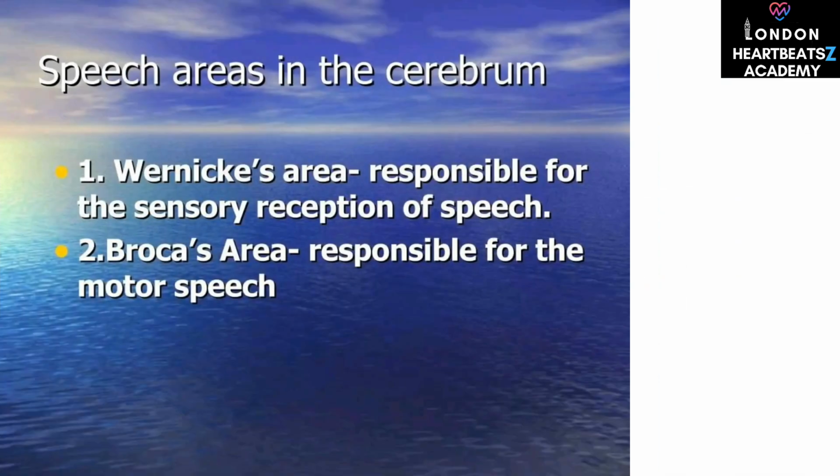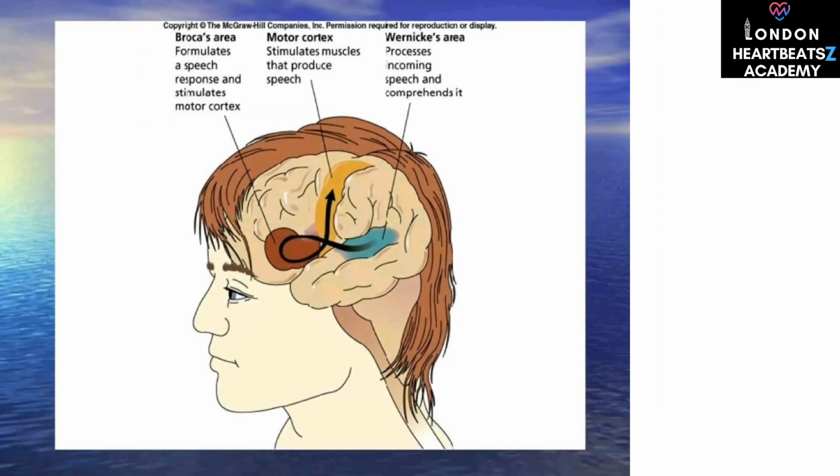There are key speech areas in the cerebrum. Wernicke's area is responsible for the sensory reception of speech, and Broca's area is responsible for motor speech. This diagram illustrates the function of Broca's area for formulating speech response, the motor cortex for producing speech, and Wernicke's area for processing and comprehending incoming speech.